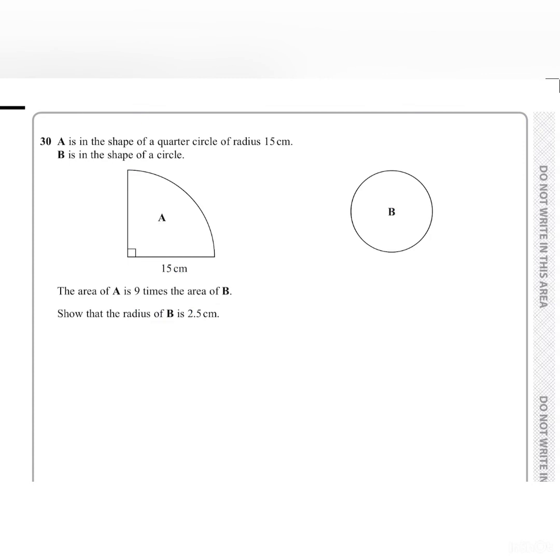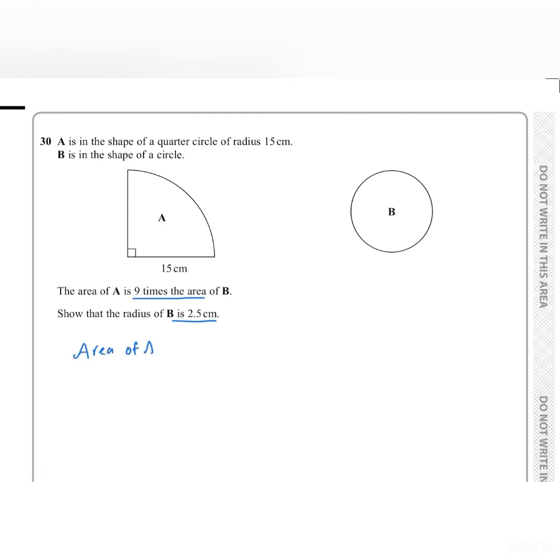Okay, question 30, it says A is in the shape of a quarter of a circle of radius 15 centimeters, and B is the shape of a circle. The area of A is 9 times the area of B. Show that the radius of B is 2.5. Okay, so let's start by finding the area of A.